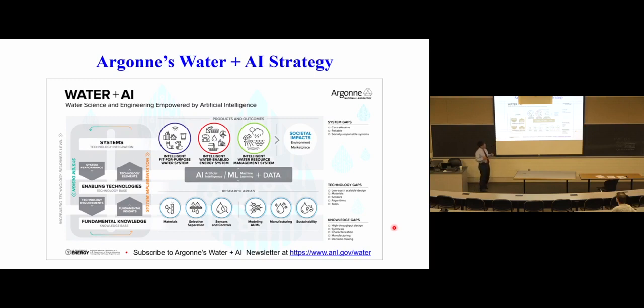In order to assemble these systems, we need enabling technologies and also fundamental understanding of some aspects. We identified six areas of concentration, from materials to selective separation to sensors, to manufacturing and modeling and sustainability, et cetera. So the idea is we define a system-level performance, drill down to identify the needed enabling technologies, and then drill further down to understand the scientific gaps in order to assemble those enabling technologies and systems. So we're focusing on many different aspects of this water problem.